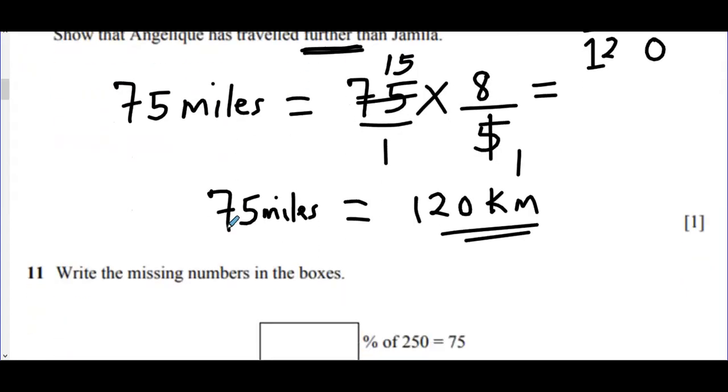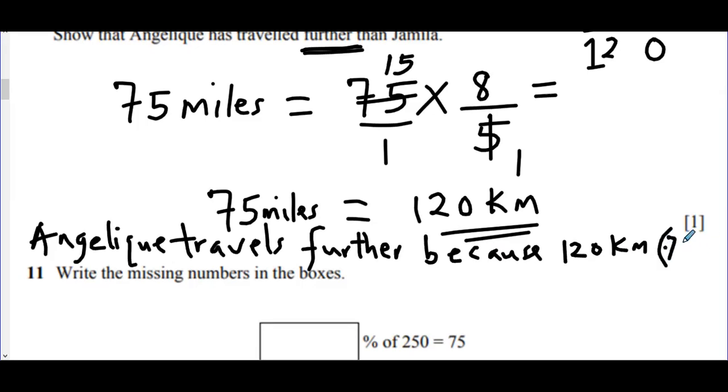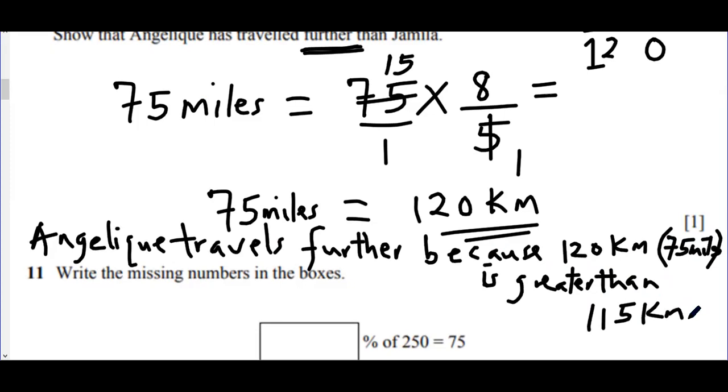We conclude by saying that Angelique travels further because 120 kilometers, which is 75 miles, is greater than 115 kilometers. All right, I'm gonna stop here, pause this video, and I'll be back shortly.